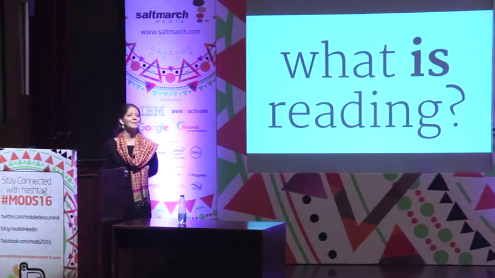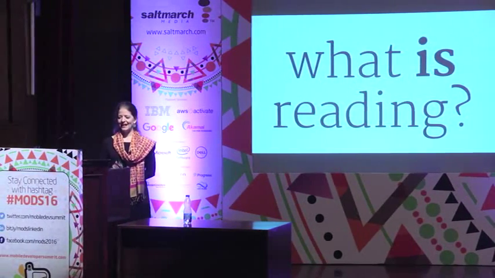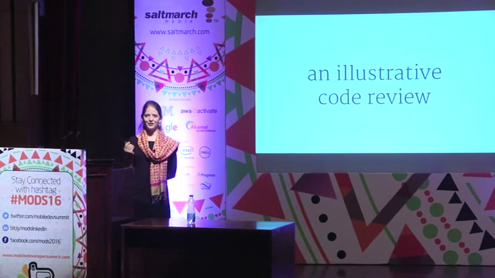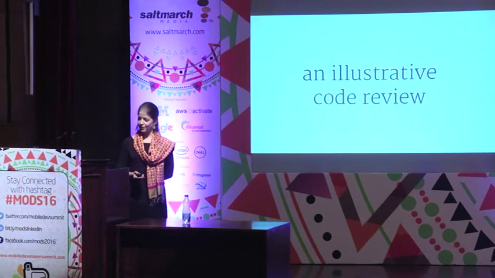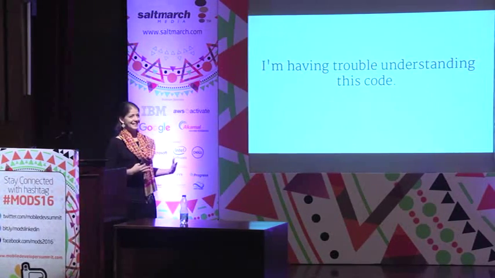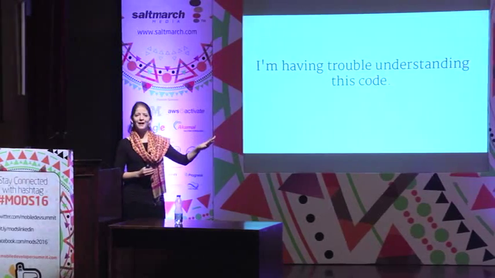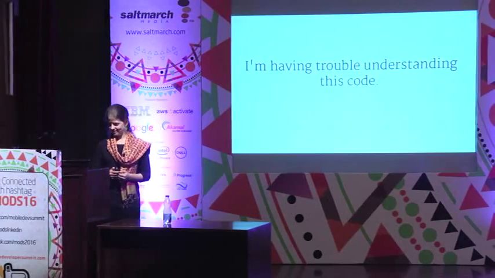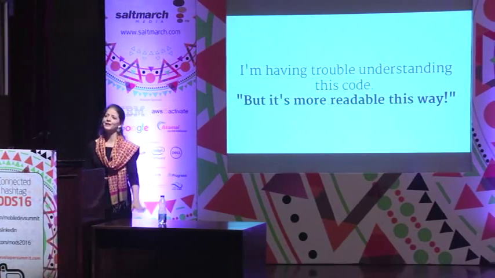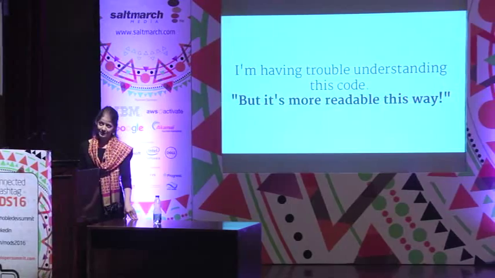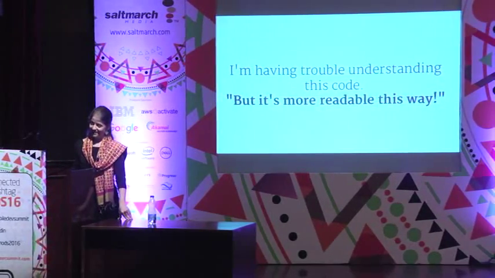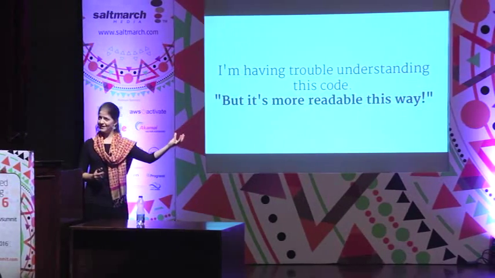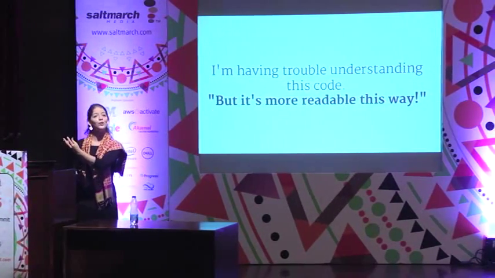But what does readable code even mean? I want to illustrate with a story. One time I witnessed a conversation between two developers about a code review. The first person said, could we change this pattern, please? I'm having trouble understanding it. To which the other replied, no, see, it's more readable this way. The one person says, this is hard for me to read. But the other person says, but it's so easy to read.